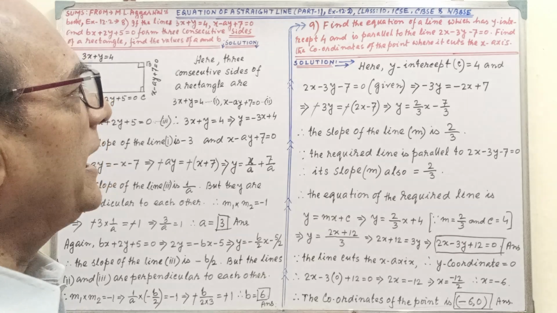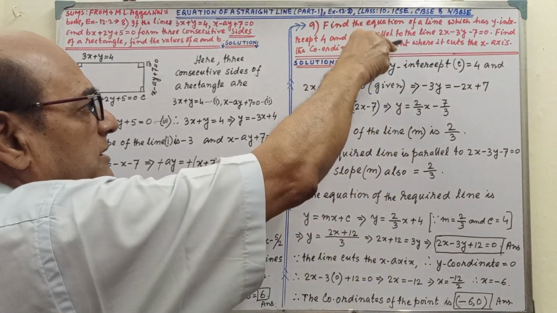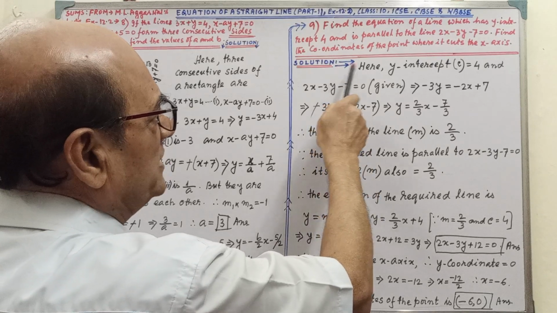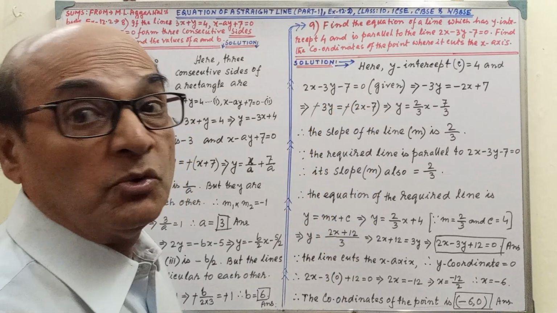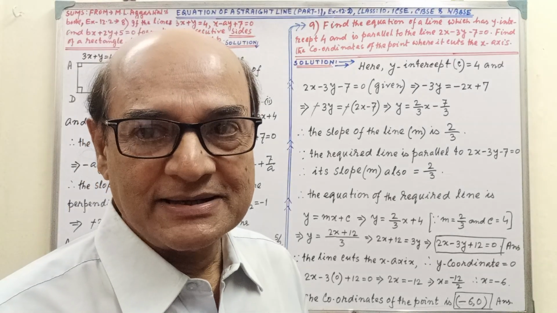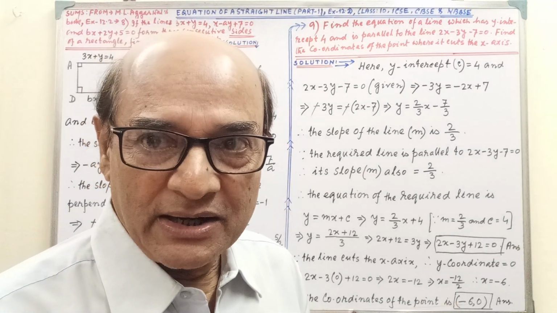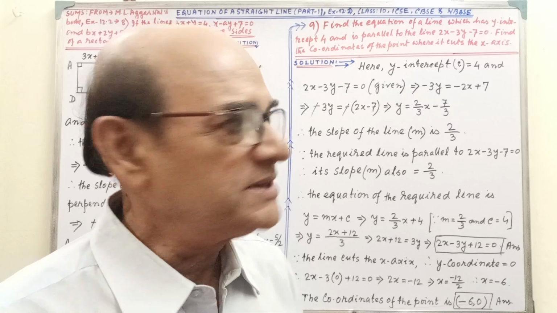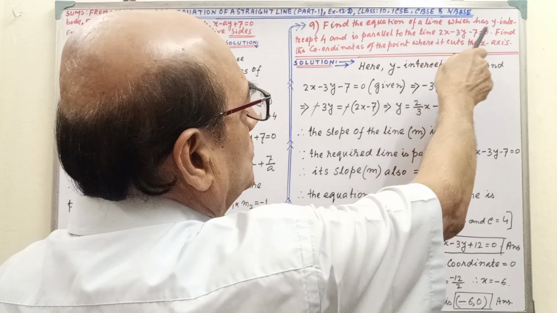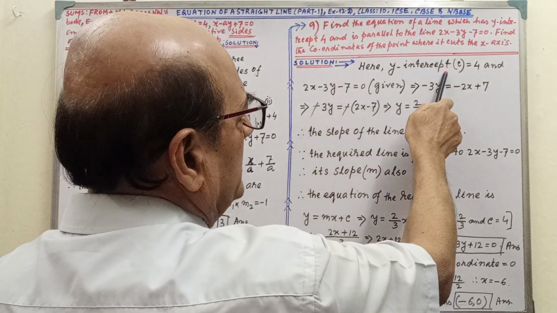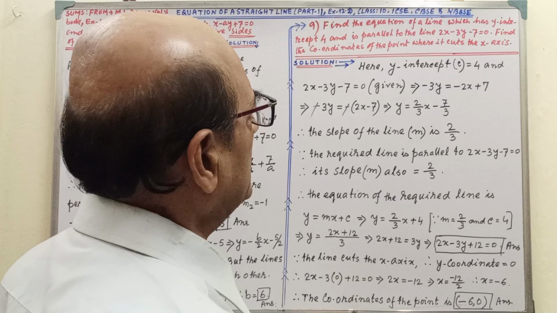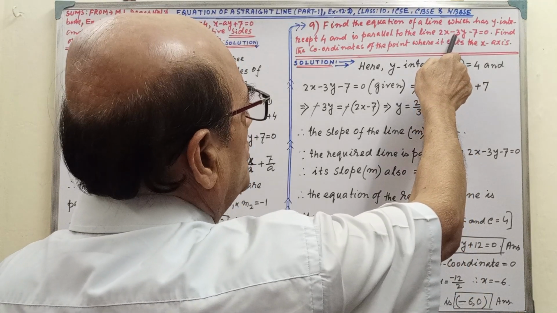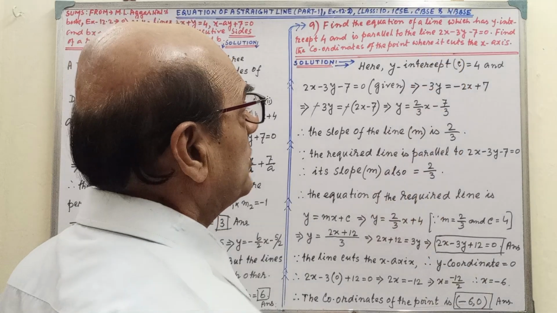Next, sum number 9, find the equation. Sum you will get in your book, and here also it is written clearly. Pay your attention on the solution. Here, when you are reading the sum, from there you have to be clear what is given and what is required. Here the y-intercept, that is y-intercept equal to 4, is given, and the equation of a line is given, which is parallel to the required equation.